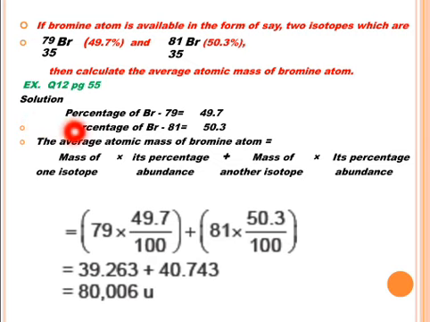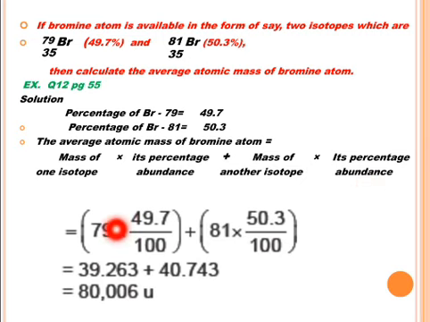See, what is the percentage of bromine 79 given? 49.7. What is the percentage of bromine 81 given in the statement? That is 50.3. Now how to calculate the average atomic mass of bromine atom? It is calculated by multiplying the mass of one isotope of bromine atom with its percentage abundance in nature, then adding its value to the multiplication of the mass of another isotope of bromine atom and its percentage abundance in nature.